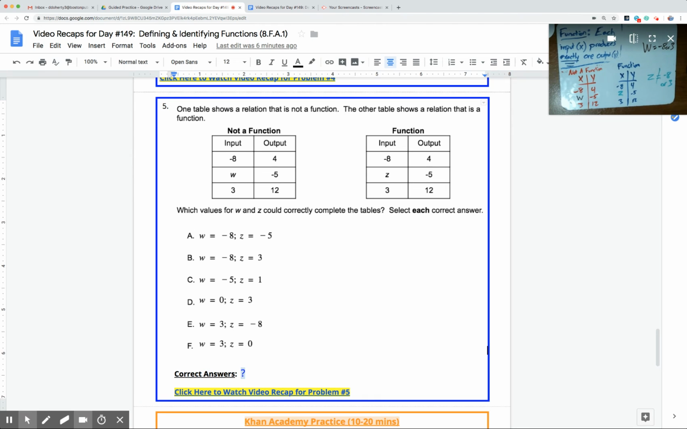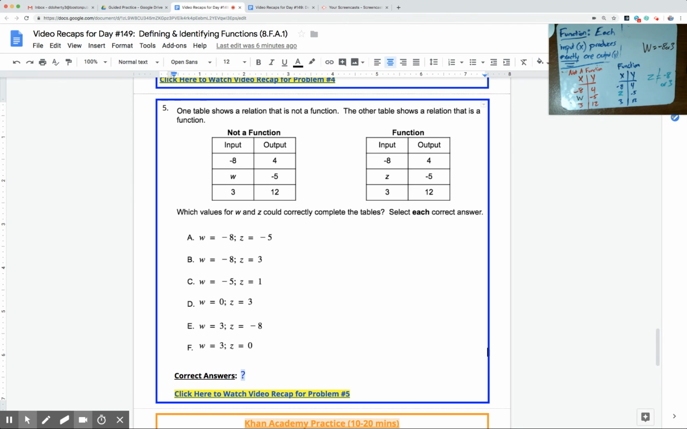Once we understand that key piece of information, that's how we can start to see which ones could be correct. Answer choice A says w could be -8. That works for us. That's good. And z could be -5. That works for us. So answer choice A is one of our correct possibilities. It meets both of these priorities or requirements.